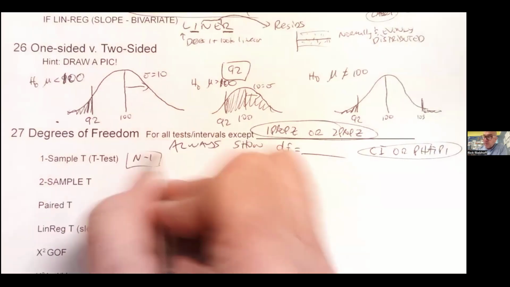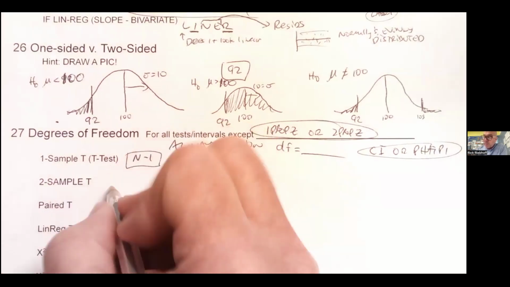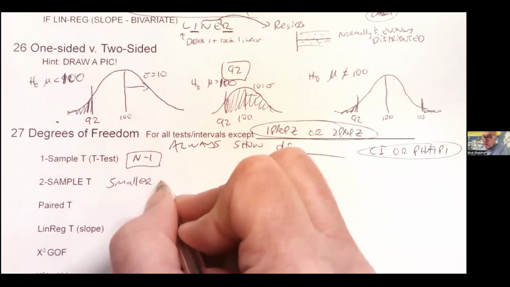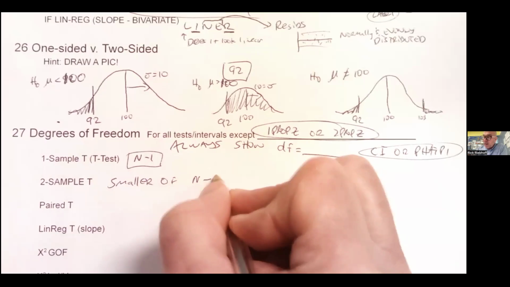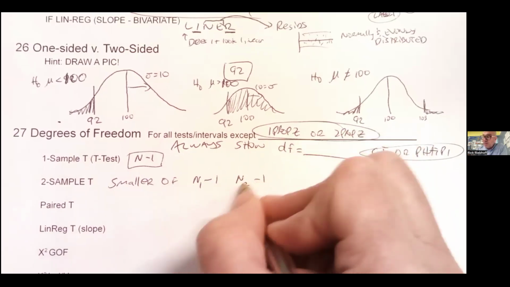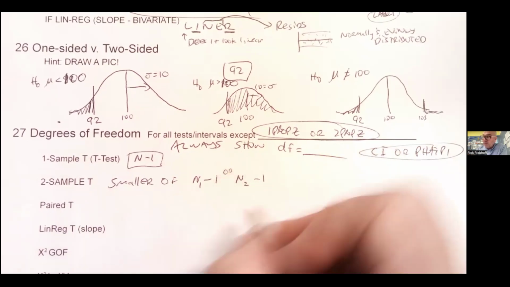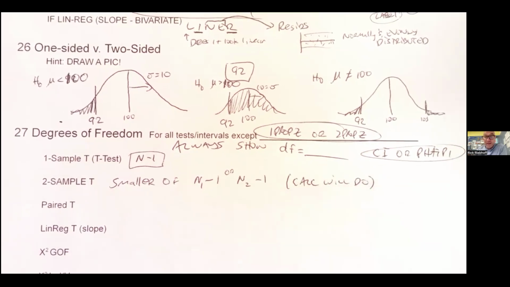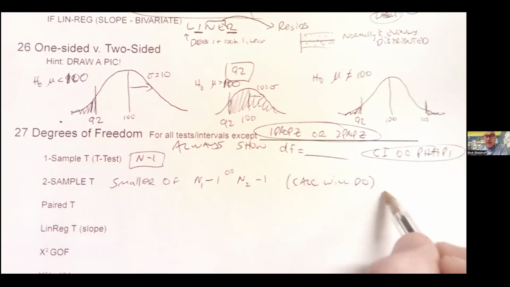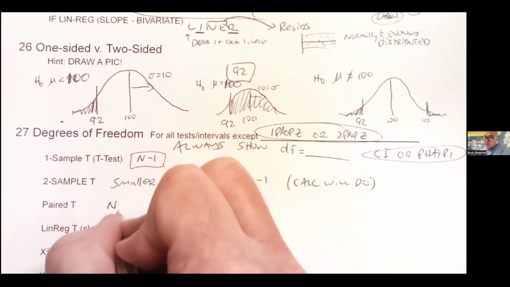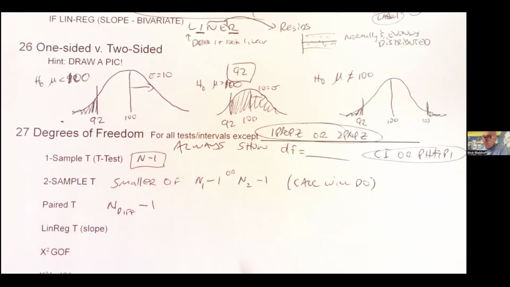So one sample is n minus 1. Two sample, your calculator will calculate. If you have to do it by hand, which you won't, it's the smaller of sample size 1 minus 1, sample size 2 minus 1. Okay, whichever is smaller. But your calculator will do it. Just report it at the end. So if your calculator says degrees of freedom equals 27.599, write that down. Okay. Paired t-test is just the number of differences minus 1.